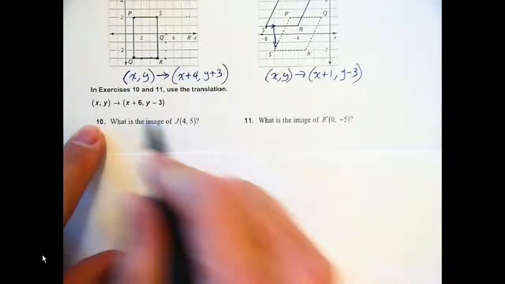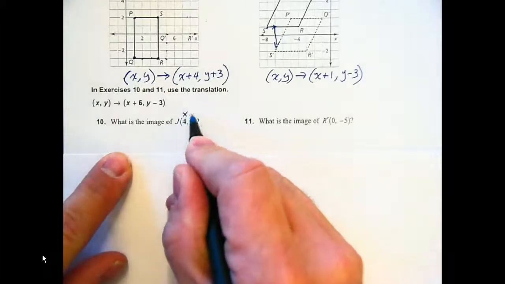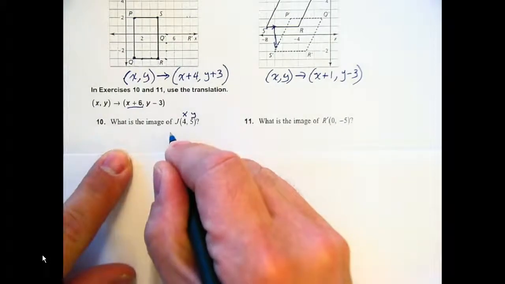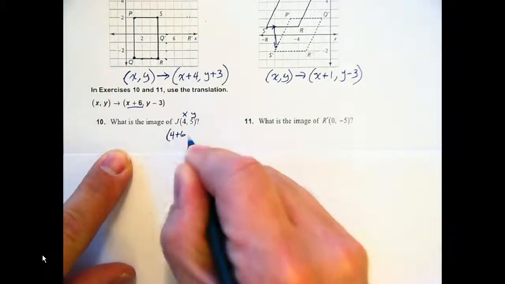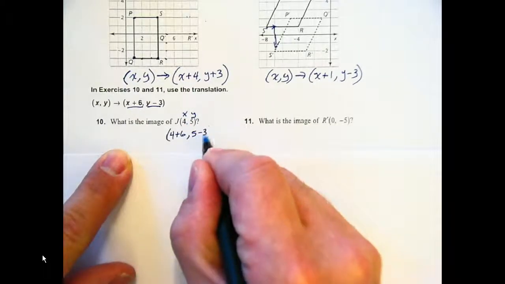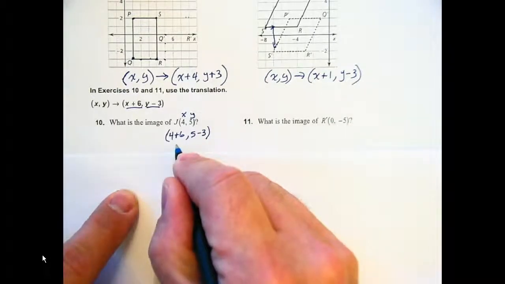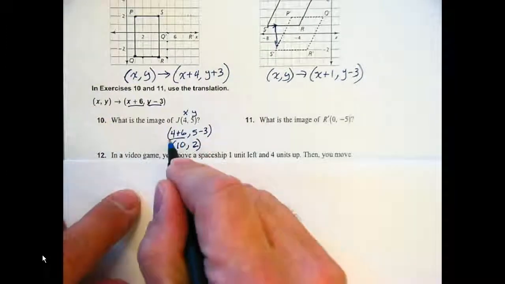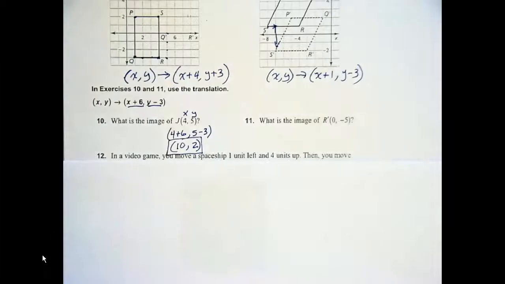Hey, guys, this is saying if I have the ordered pair x, y, I'm going to add 6 to x. That is 4 plus 6. And I am taking away 3 from y, which gives me 10, 2. That's my new point. That is the image. That's that point after you move it. Remember, the image is the figure after you do something to it, after you transform it in some way.